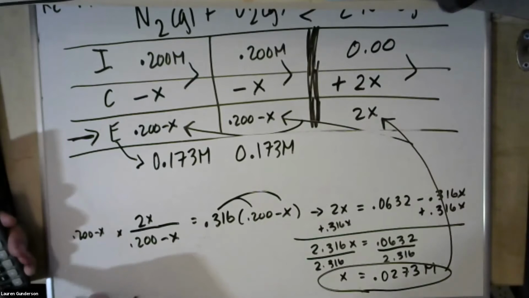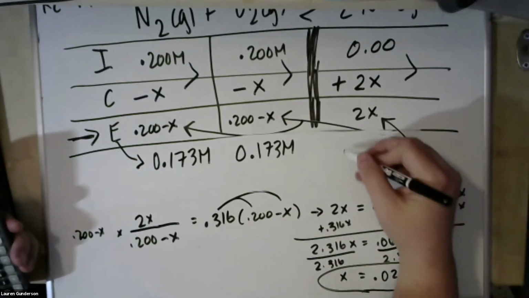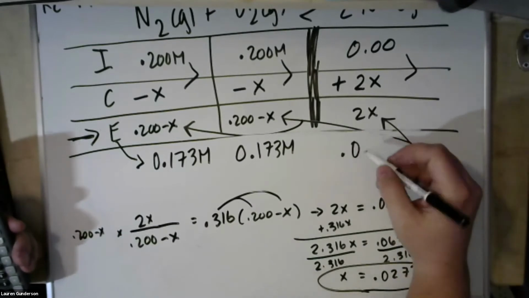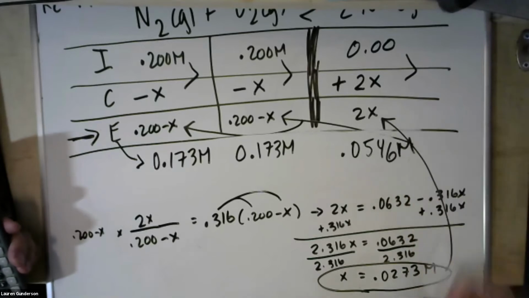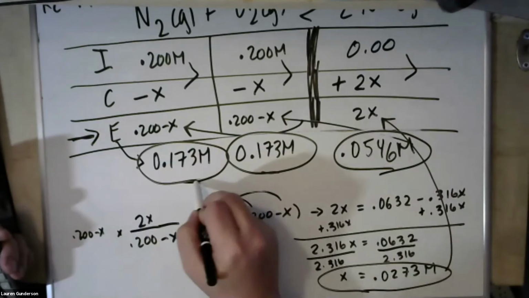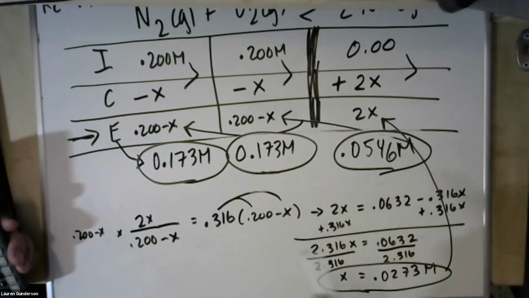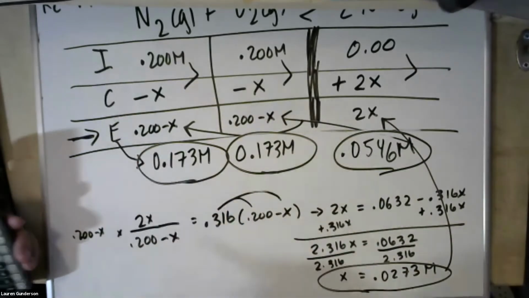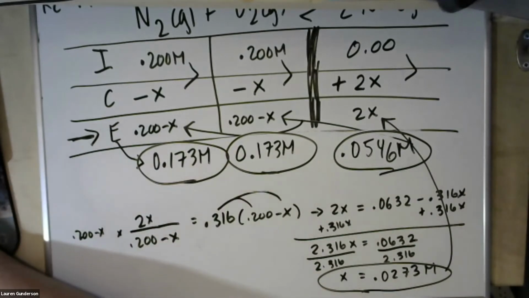Then 2 times 0.0273 will be 0.0546 molar. Okay, so these are our equilibrium concentrations. And you can double check this if you wanted to, because you can plug that back in to your Kc expression and you should get something very close. Don't worry, we're going to look at some quadratic ones shortly.